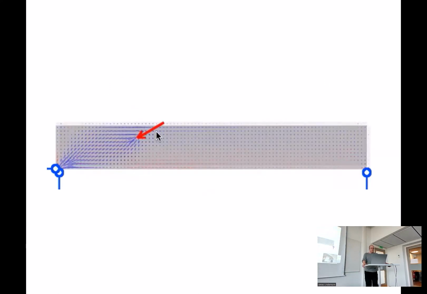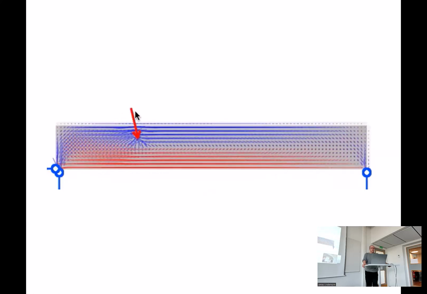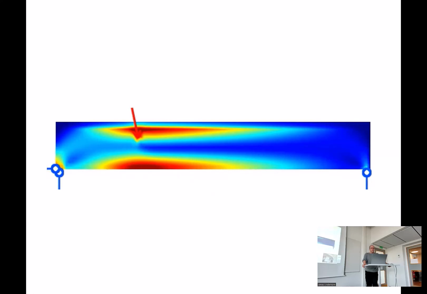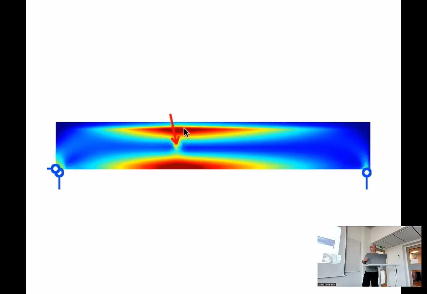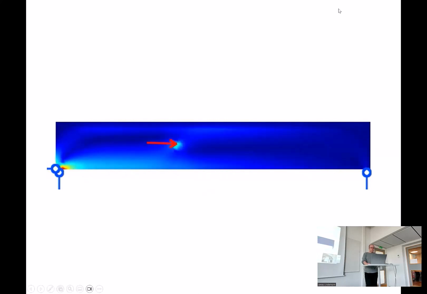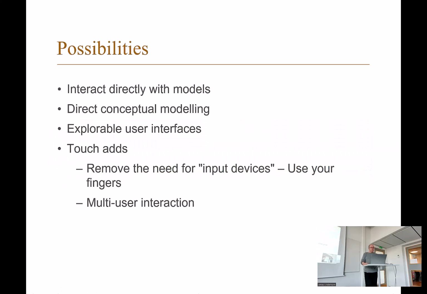This is an example of this, from the ForcePad application, where we move the force and the results are computed in real time. And you can also move the mouse like this to move the force, and you can see the stress field changing immediately. That just gives you another dimension of the user interface. Direct conceptual modeling, exploring user interfaces, and touch also removes the need for special input devices. You can point directly and move it.